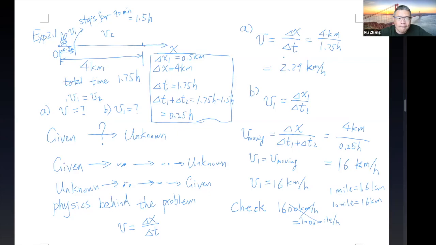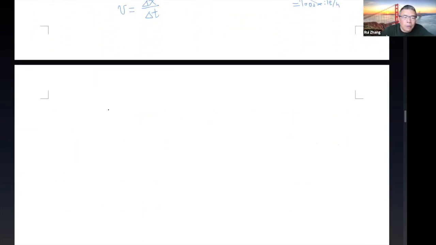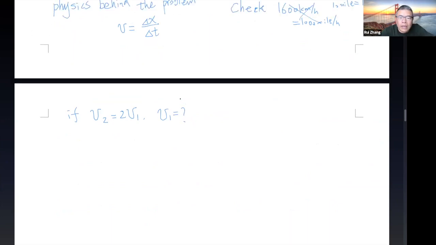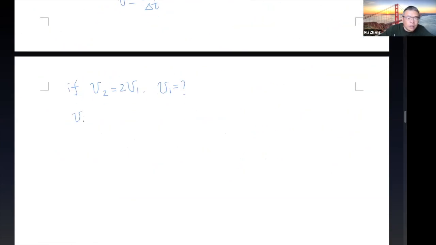Now, if you understand this, let's try to solve another problem. Let's go back to the initial problem in the book, because in the initial problem it says v2 equals 2v1, right? So if v2 equals 2v1, how do we calculate v1? In that case, again, v1 equals delta x1 over delta t1, but you don't know delta t1. You only know delta t1 plus delta t2. So how do we calculate v1 in this case?